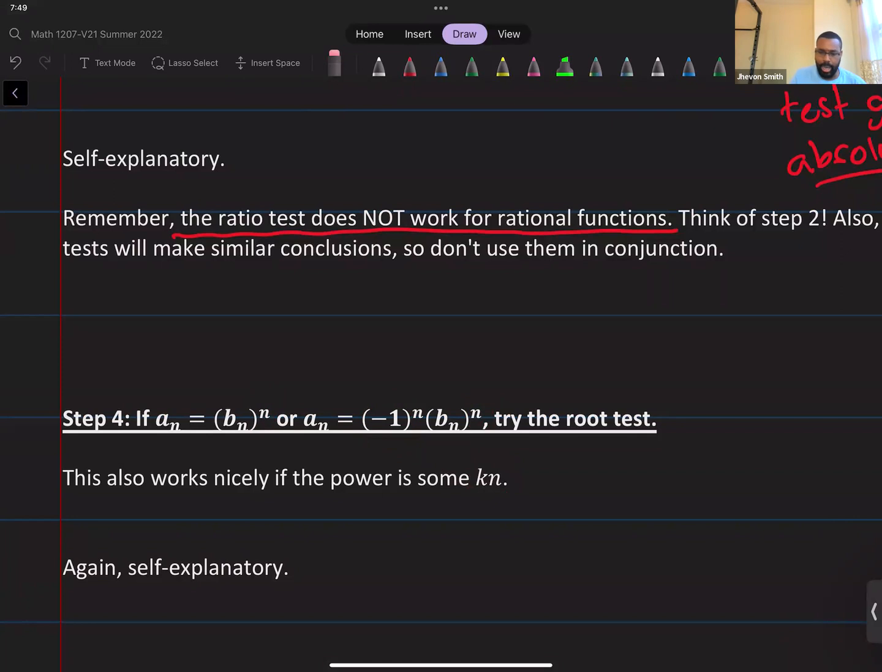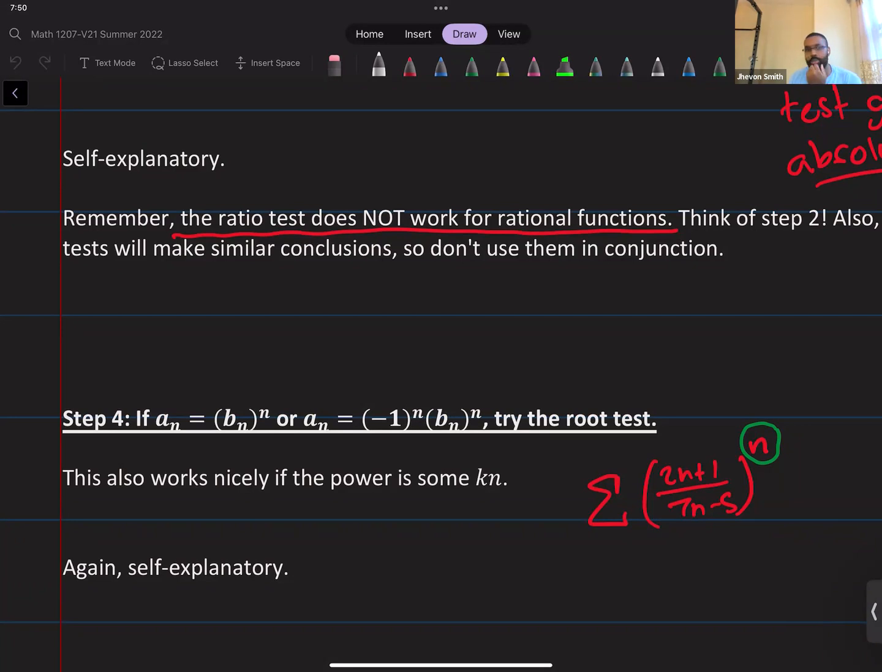So we did an example of a series where we had (2n plus 1) over (7n minus 5), to the nth power. And just because you see the nth power, that kind of hinted to you that, hey, maybe a root test would work here. So the root test is the nth root, so it can reduce the nth power. And so that might be useful.